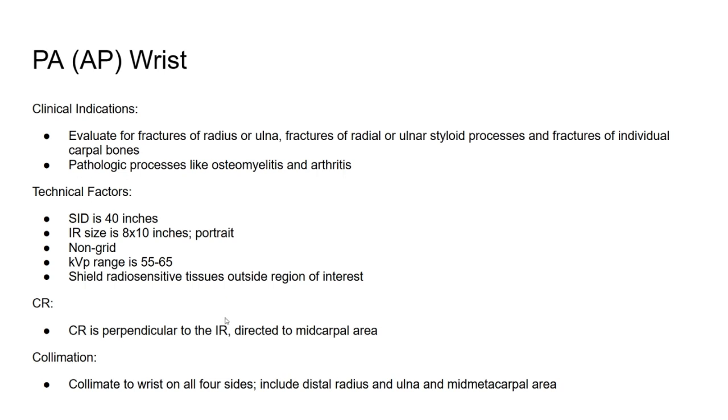Now, for centering, your CR is going to be perpendicular to the image receptor. There will not be any angle, so you're going to direct that CR to the midcarpal area. From there, like I said, it's a small amount of anatomy. You're going to collimate on all 4 sides. Now, you're going to collimate from the distal radius and the ulna all the way to the mid-metacarpal area.